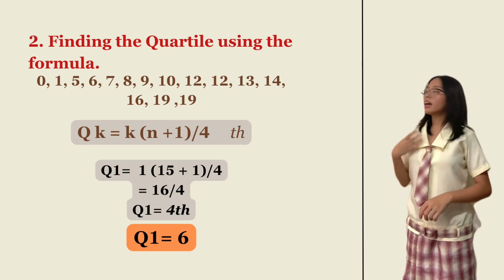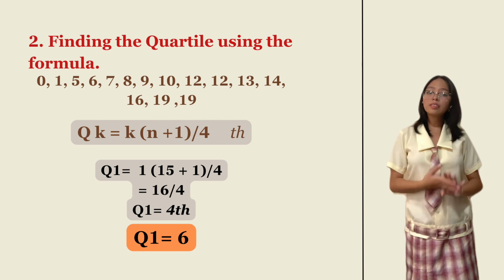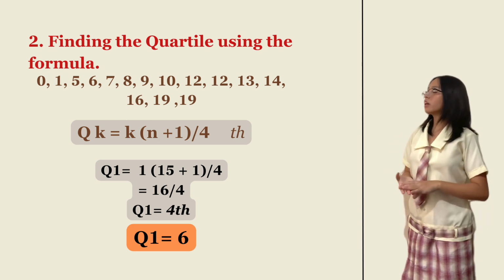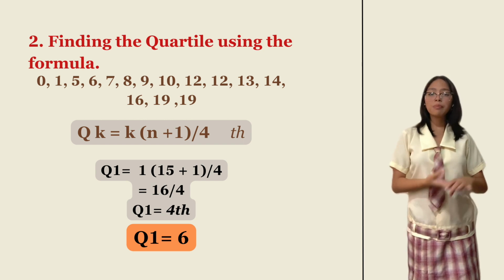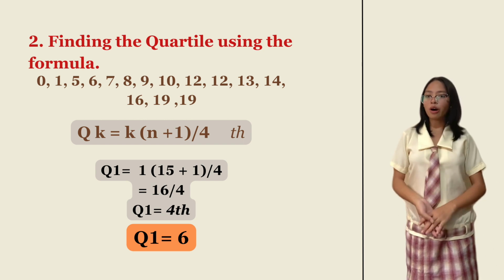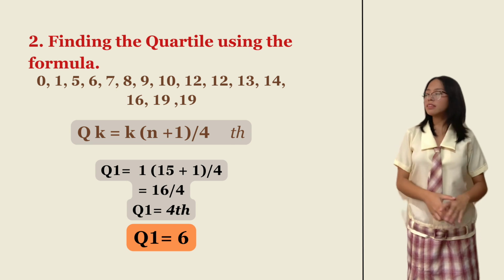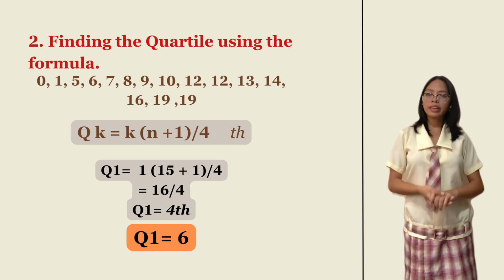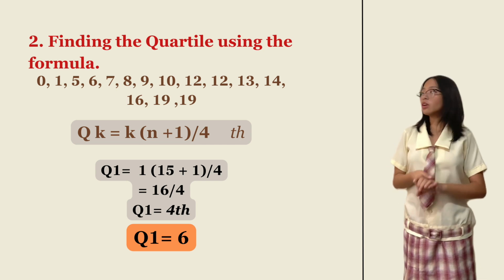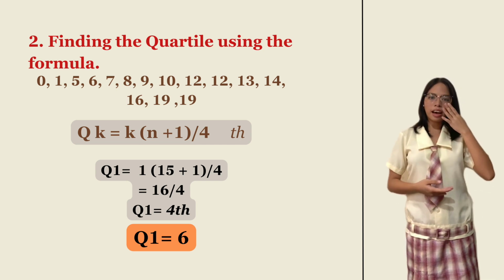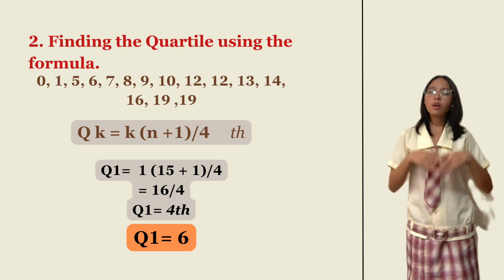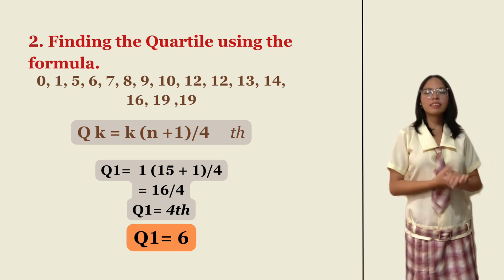So in quartile 1, our K is 1 and our N is again 15. So quartile 1 is equal to 1 times 15 plus 1, divided by 4. 15 plus 1 is 16, times 1 is 16. Divided by 4, we get 4. So quartile 1 is the fourth data, and the fourth data is 6. Therefore, quartile 1 is 6.